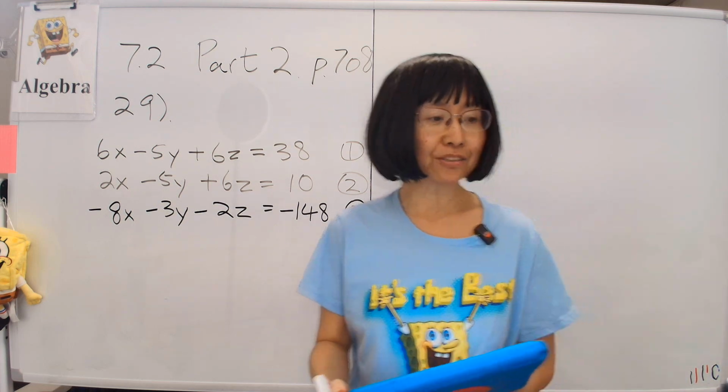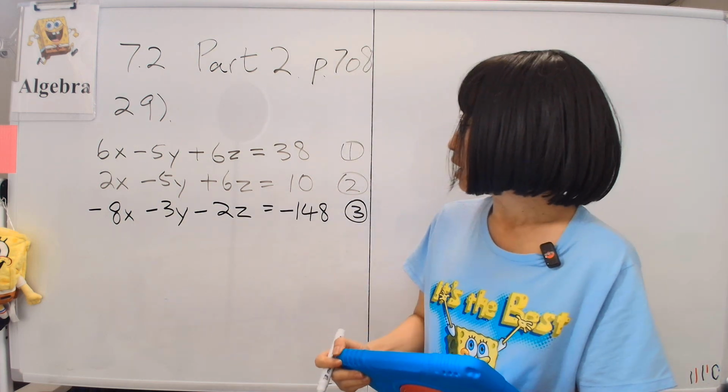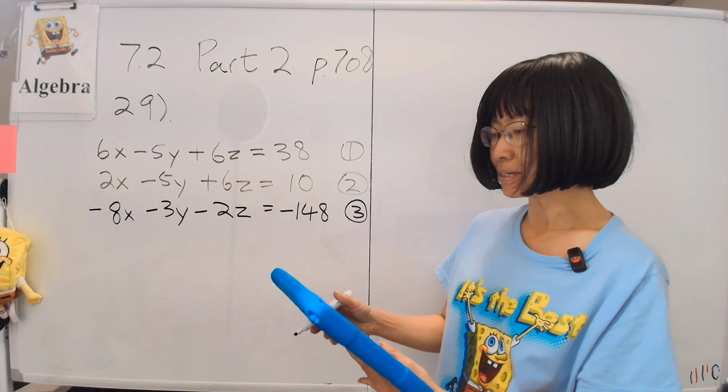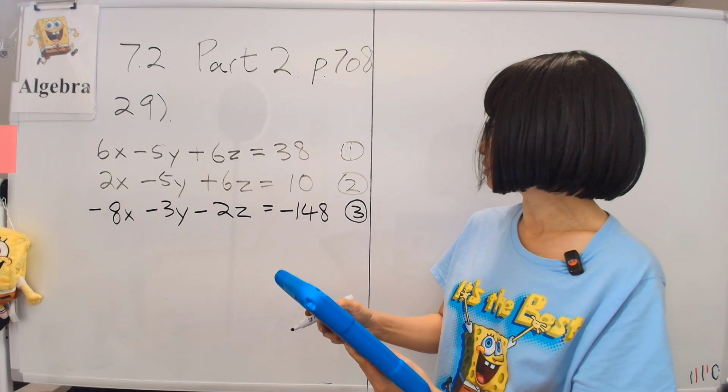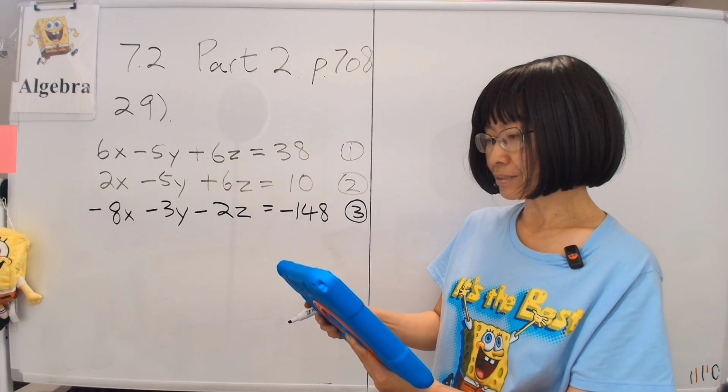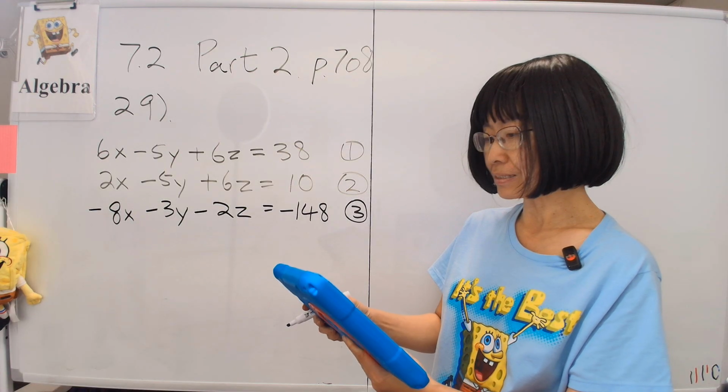So next, let's do problem 29. 6x, let me go over this quickly. 6x minus 5y plus 6z equals 38. 2x, what? Oh, I see. I wrote down the problem that's changed.